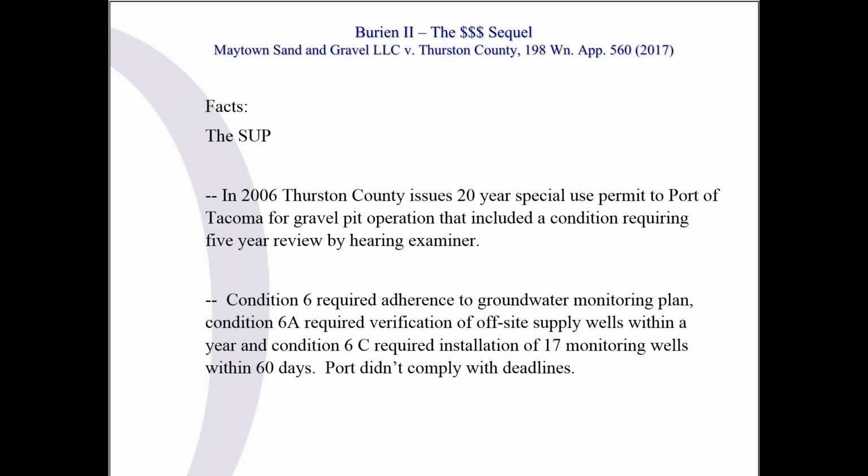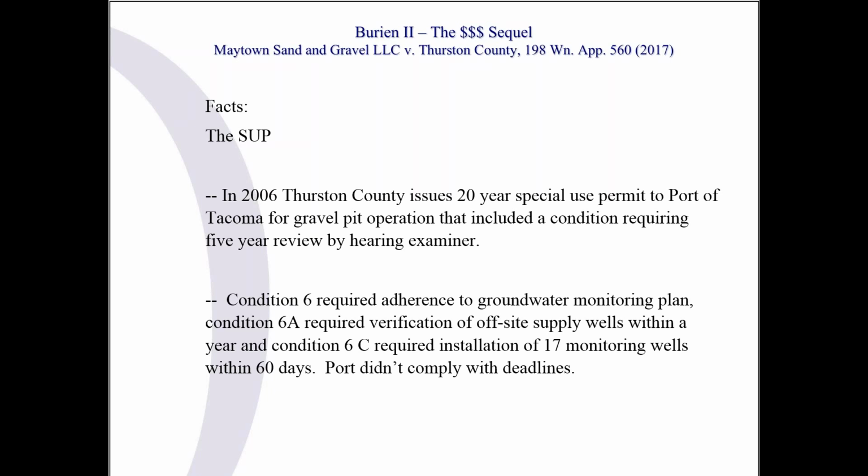So in 2006, Thurston County issues a 20-year special use permit to the Port of Tacoma for a gravel pit operation. Those of you working with gravel pit operations have probably just groaned at this point. Those are always a big headache for jurisdictions dealing with them. And that gravel pit special use permit included a condition requiring 5-year review by a hearing examiner. So every 5 years, the hearing examiner is supposed to look it over and make sure that the pit was being operated as conditioned and whether anything new had to be done to it.